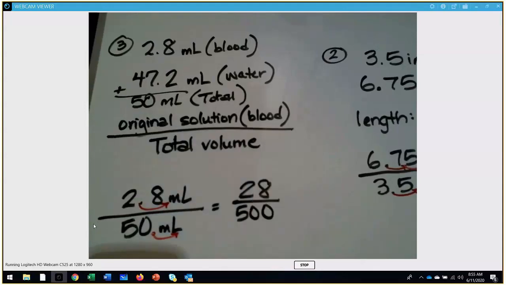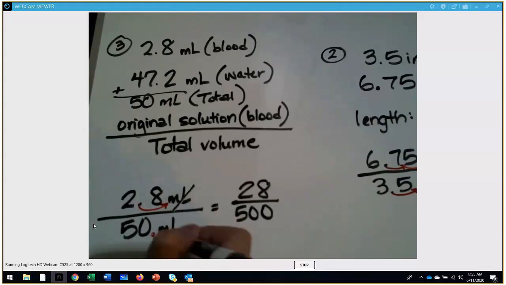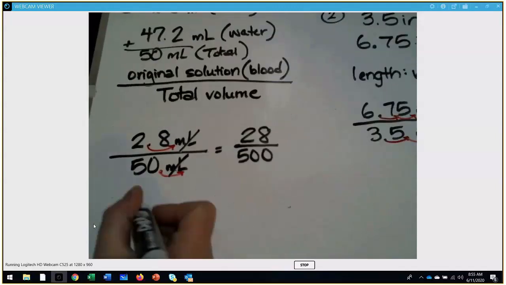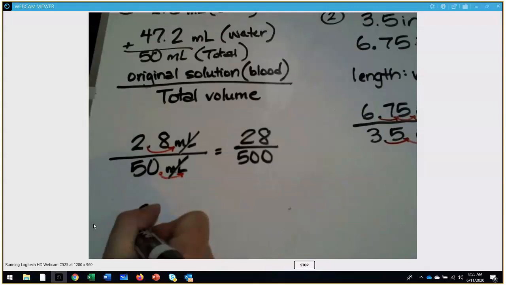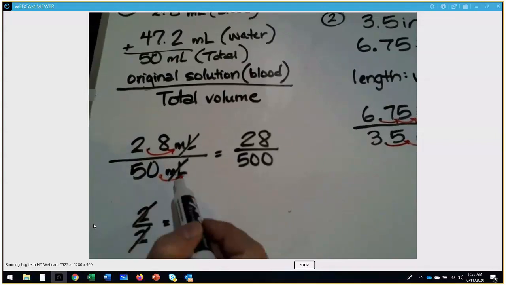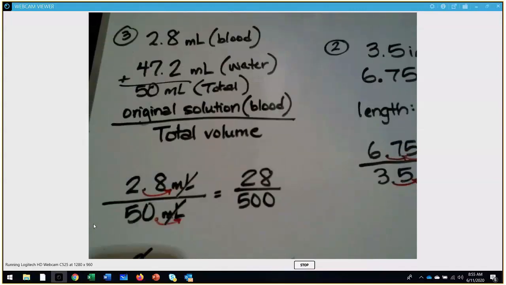Okay. Also, I didn't mention it in the last problem, but since these are both milliliters, they would cancel out, just like if you had a question something like this. 2 divided by 2 is just 1. They just cancel out. Milliliters divided by milliliters is like multiplying it by 1. Those just cancel out and they're gone.